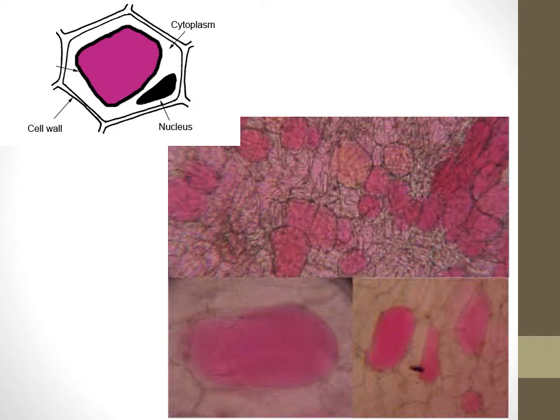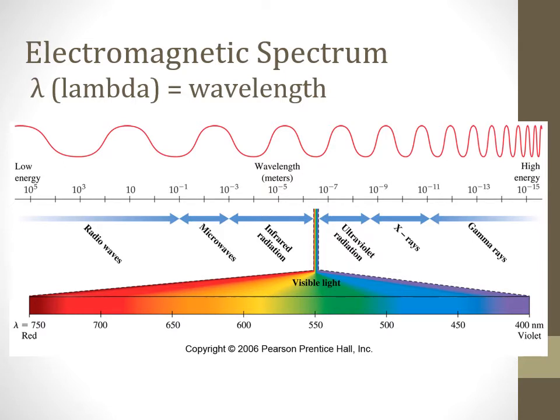So beets, once again, have a central vacuole that fills up about 90% of the cell, and that's where that beta-cyanin, that red pigment, is found. The way we can measure how much of that red pigment is present in a solution if we've damaged a cell is using a spectrophotometer. A spectrophotometer uses visible light, which is part of the electromagnetic spectrum. And so visible light ranges from red to violet, or 750 nanometers wavelength to 400 nanometers wavelength.